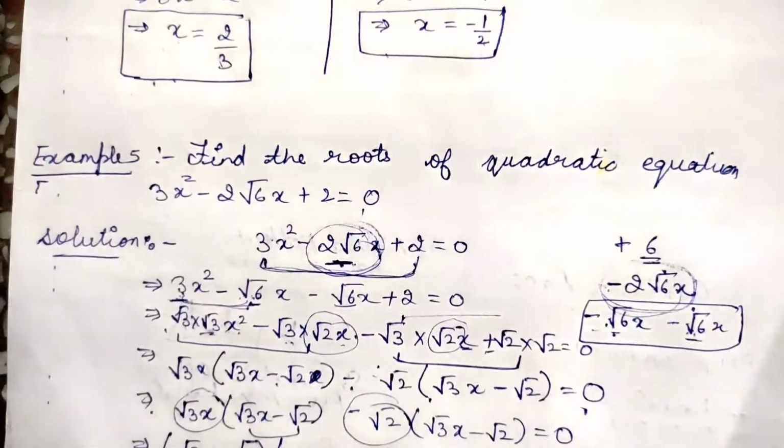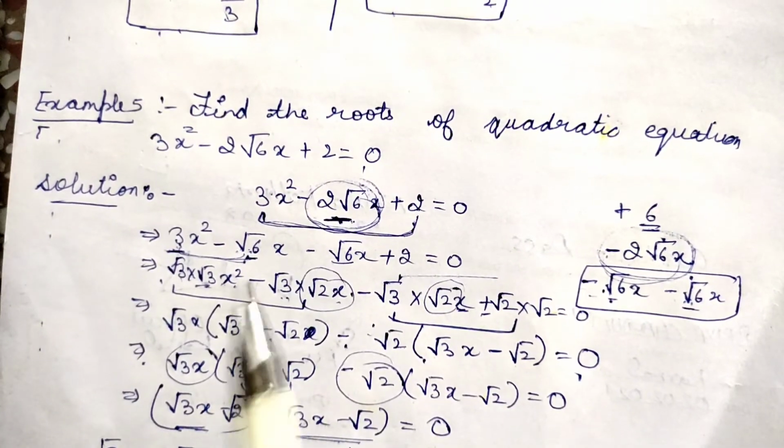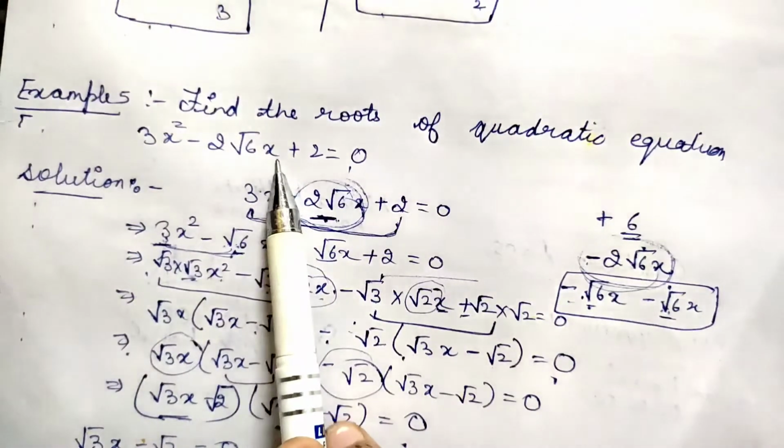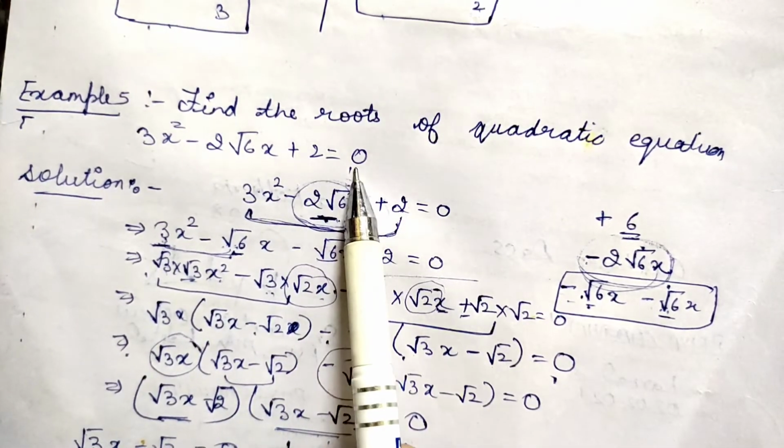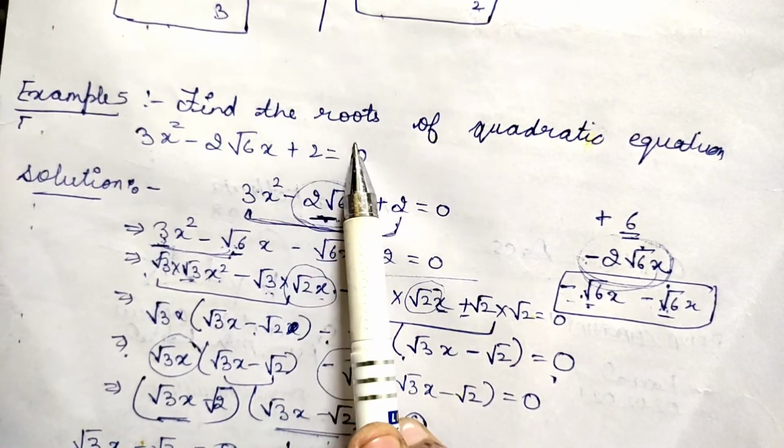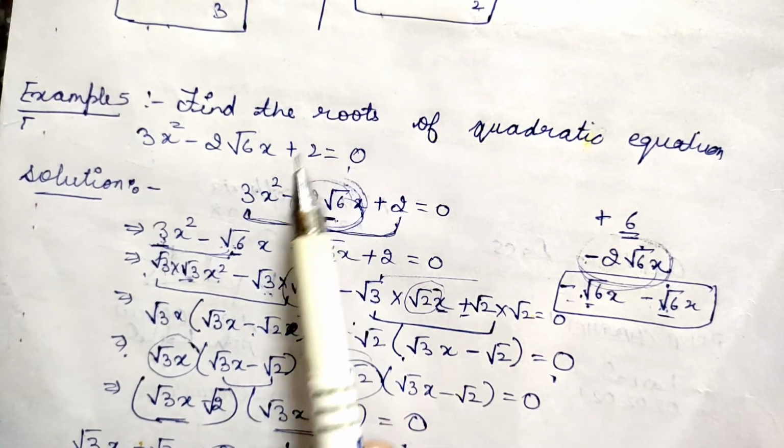Okay, so next, coming to example number 5. Find the roots of the quadratic equation 3x square minus 2 root 6 plus 2 is equals to 0. So again, how will you find out the roots of this quadratic equation?